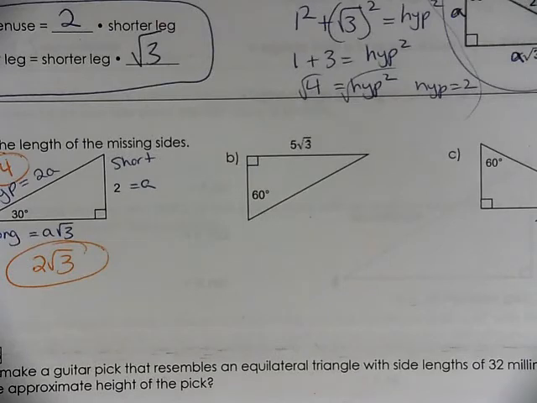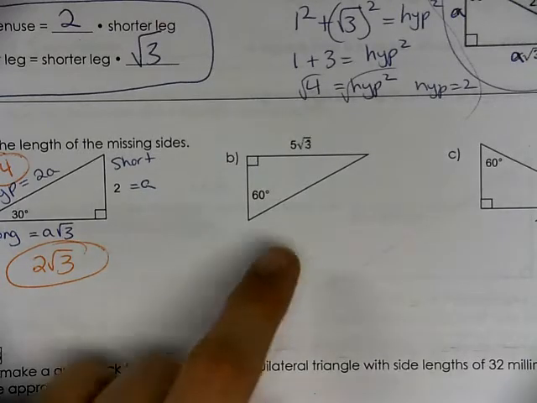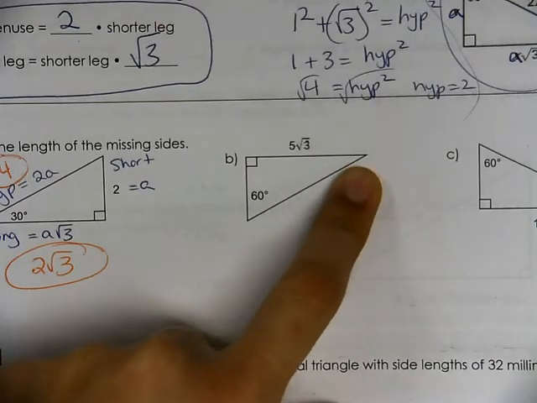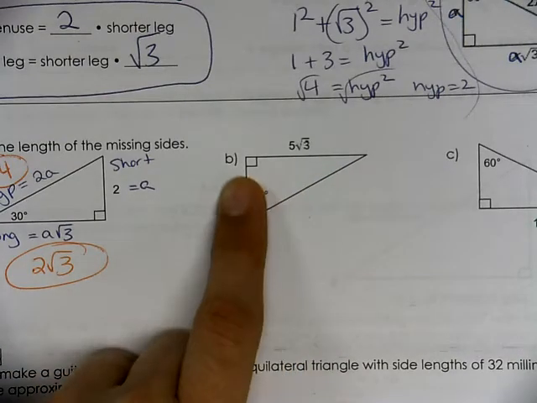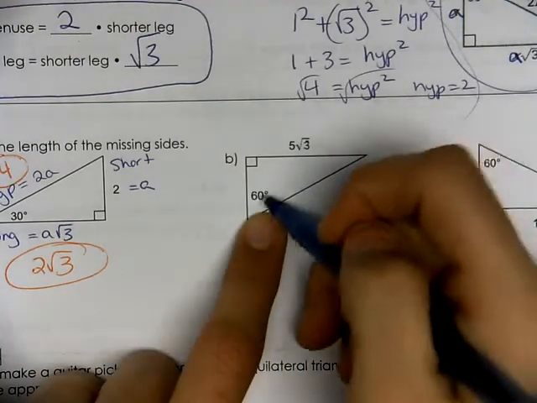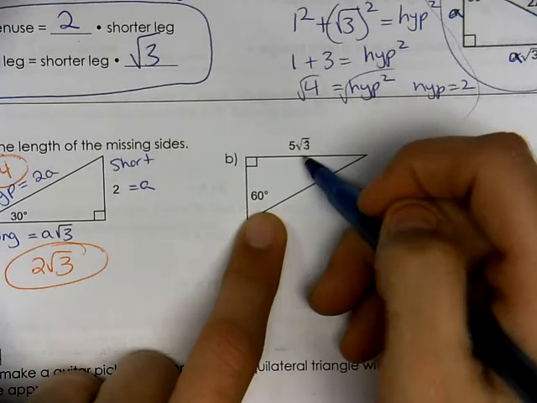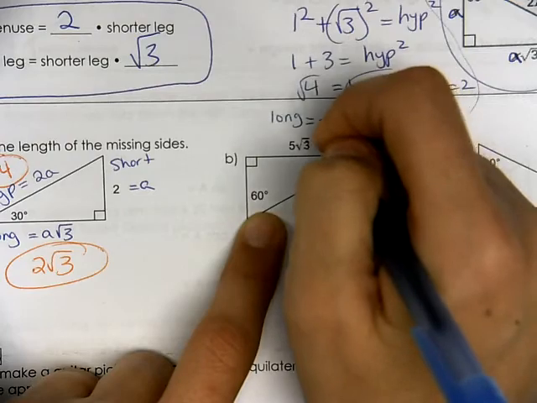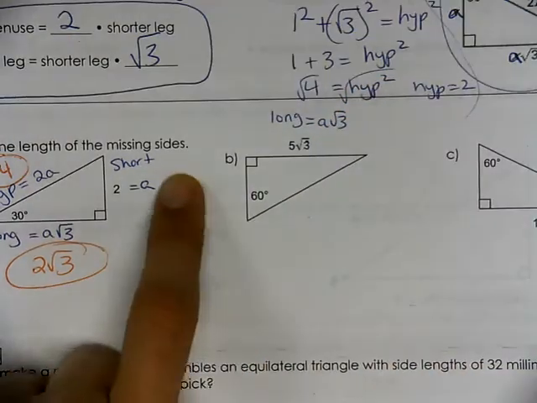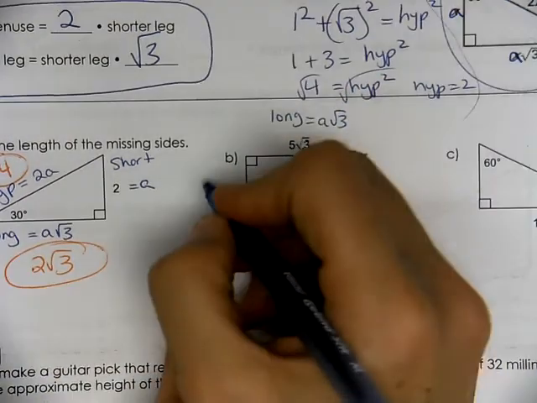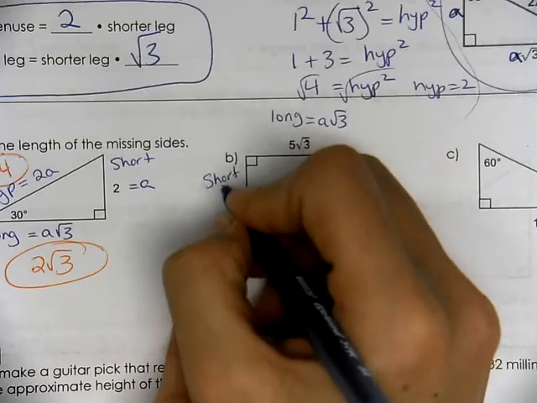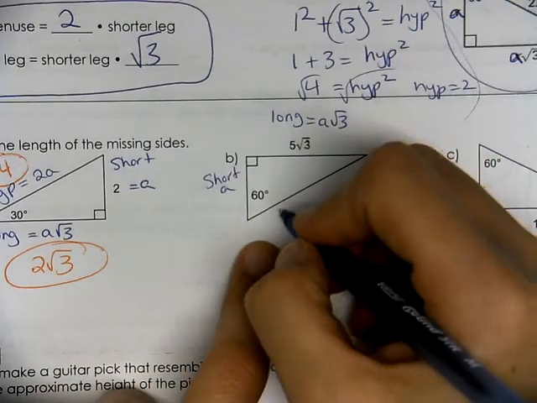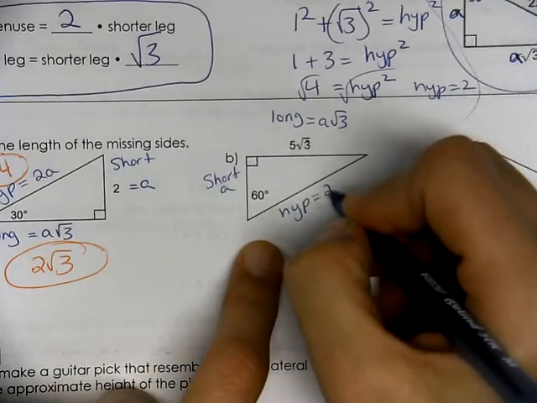B is a little bit harder. The side length that they give me, is that the short leg or the long leg? Long. It's across from the 60 degree angle. So this is the long leg, this is A square root of 3. This side here is the short leg, so it should just be A. This is my hypotenuse, which should be 2A.